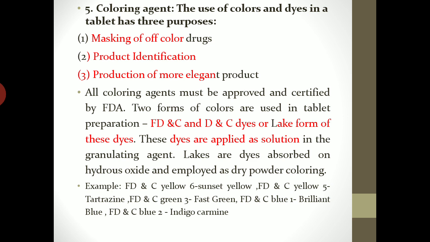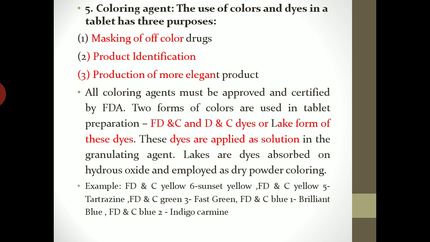Next, product identification. If your product is colored, then identification will be easier. Next, production of a more elegant product. So to improve the elegance of the product, a coloring agent is added. All coloring agents must be approved and certified by the FDA. Two forms of color can be used. First is dyes, another one is lake.